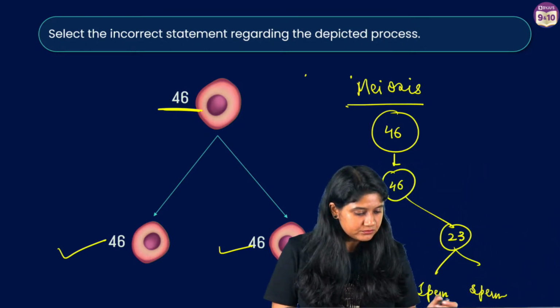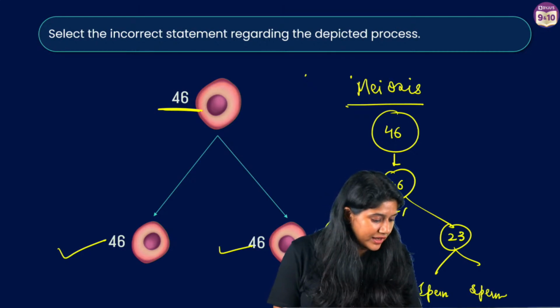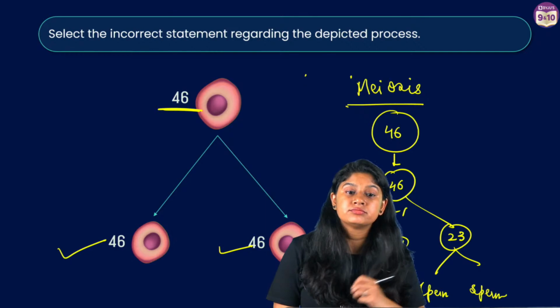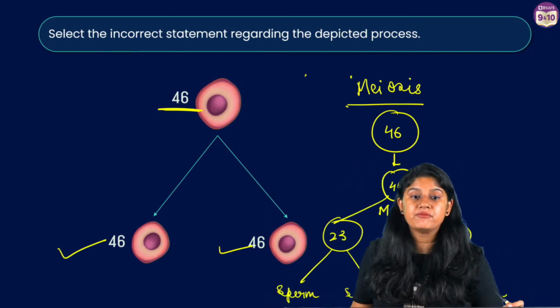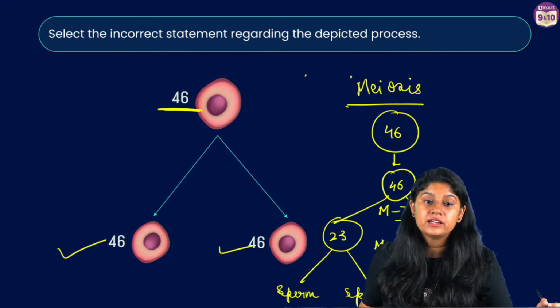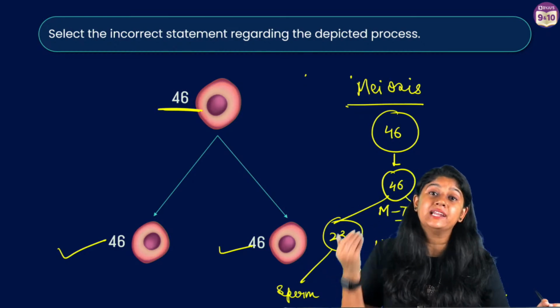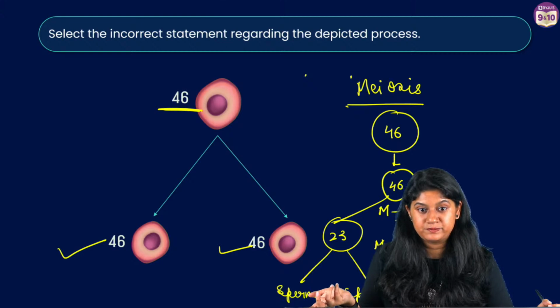Okay. So we have meiosis 1 and then we have meiosis 2. Clear? Sperms are the gametes that are made in the male reproductive system. Eggs are made in the female reproductive system.